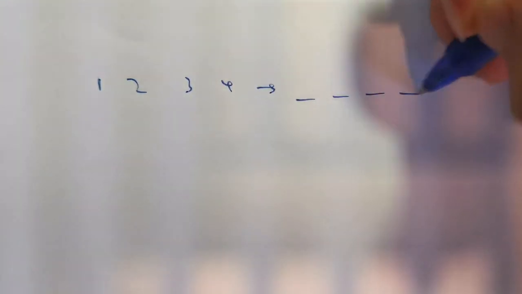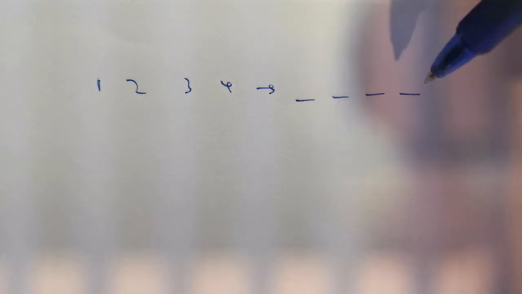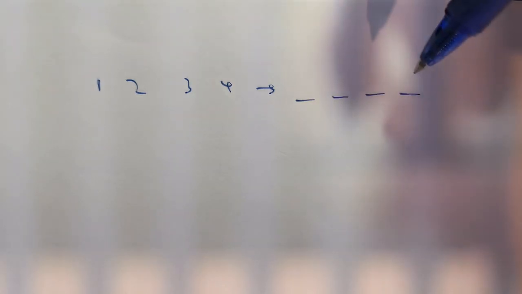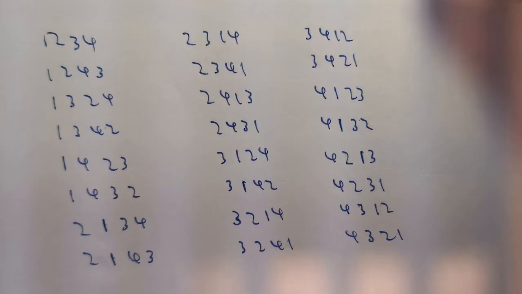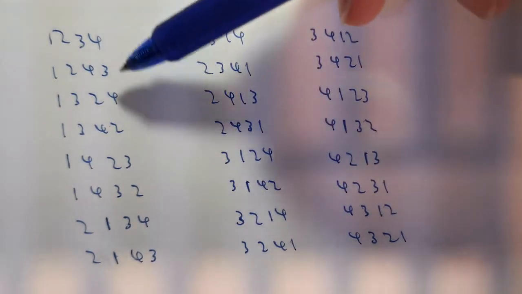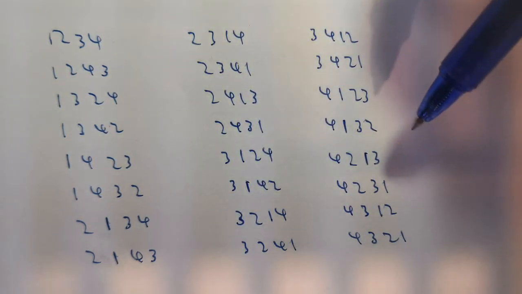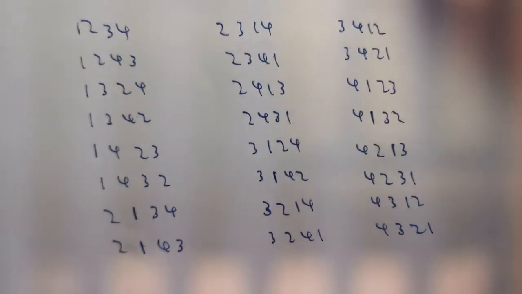Now, suppose I ask you this question. How many ways are there to arrange the digits 1, 2, 3, and 4 to form a 4-digit number? So it can be 1234, or 4123, or 2431, or something like that. How many ways are there to do that? Let's try listing out. 1234, 1243, 1324, 1342. Okay, I've listed everything out, and if you count, there are 24 ways to form such a 4-digit number.